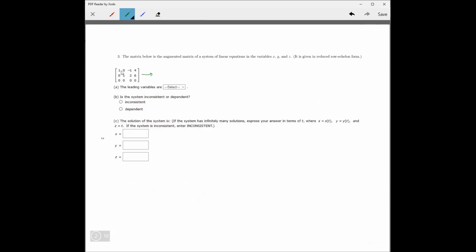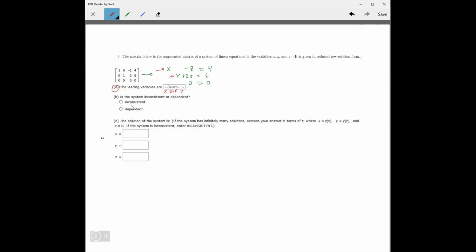So this first row of the matrix would translate back to x, and there's no y, so there's 0y minus z equals 4. And then the second one would translate back to y plus 2z equals 6. And then this last one, they're all zeros, so it's just 0 equals 0. Okay, the leading variables would be these two right here. So in this first row, when you translate it back, you get the x. So the x is leading this equation. And then here, the y is leading this equation. So x and y for this particular system.